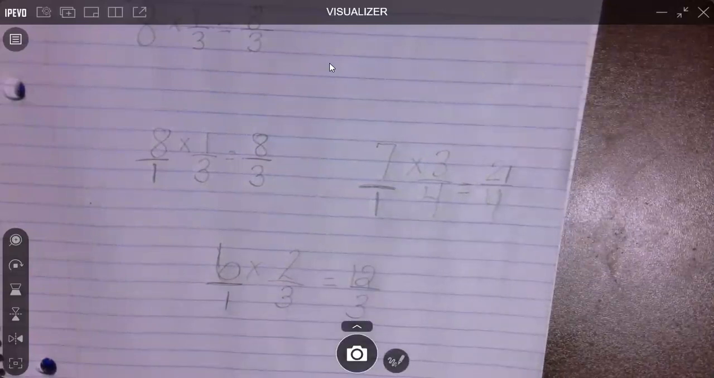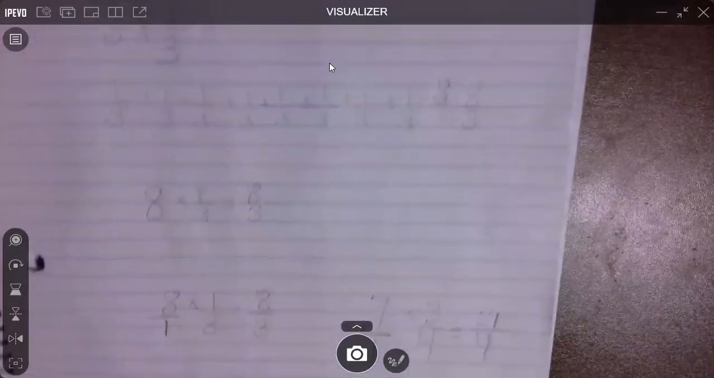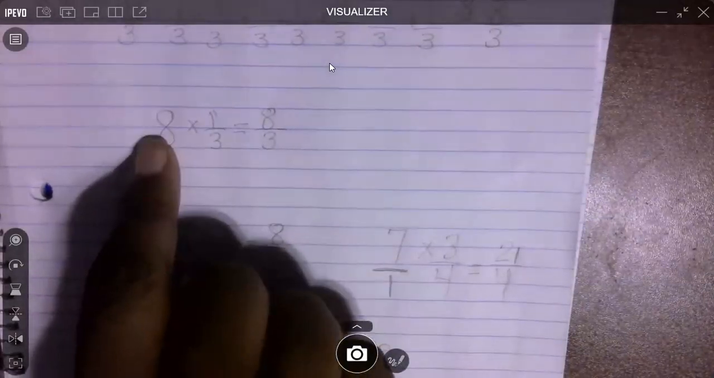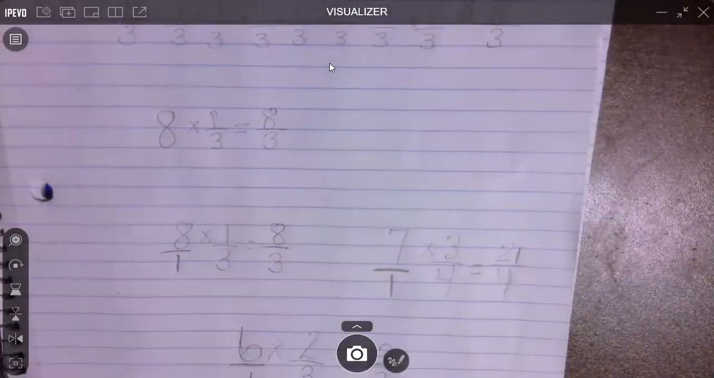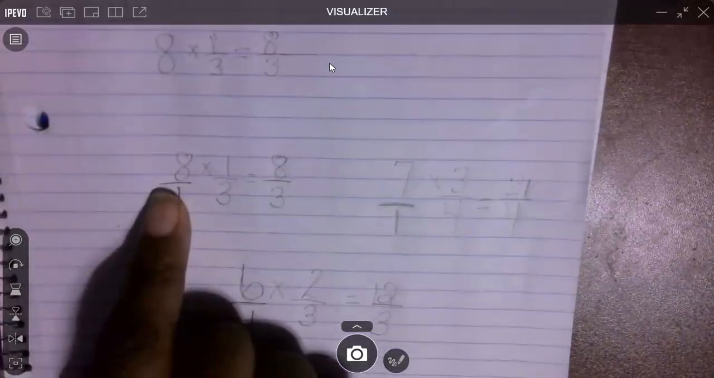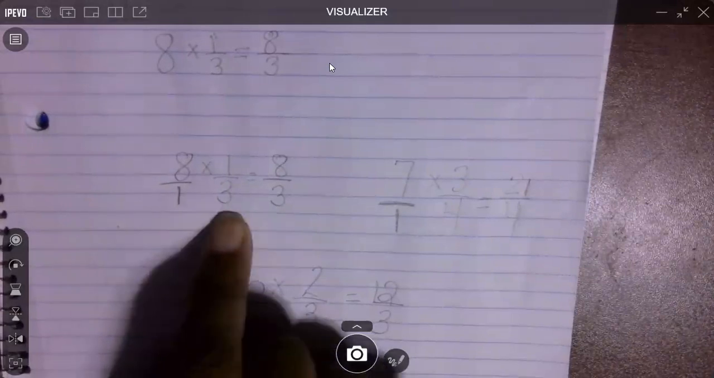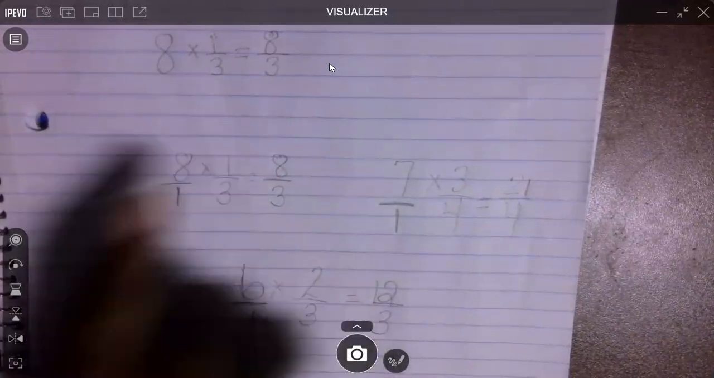So I hope that you learned all three strategies, which are repeated addition, or just multiplication, where we multiply our numerator times our whole number and our denominator stays the same, or we change our whole number to a fraction and then multiply denominator times denominator, numerator by numerator.